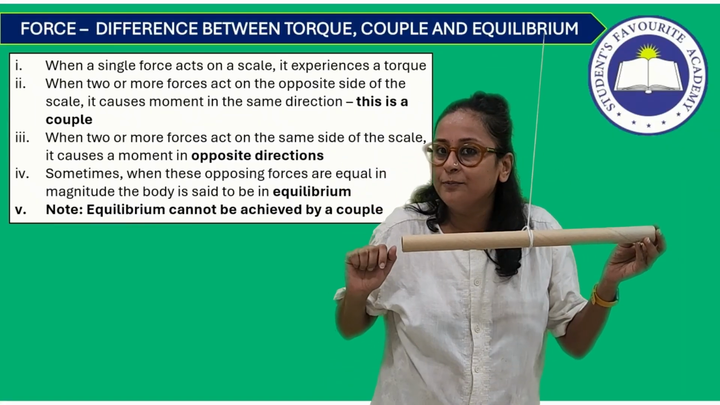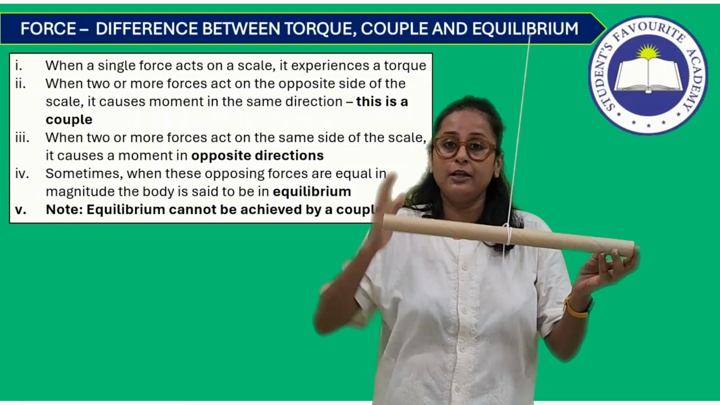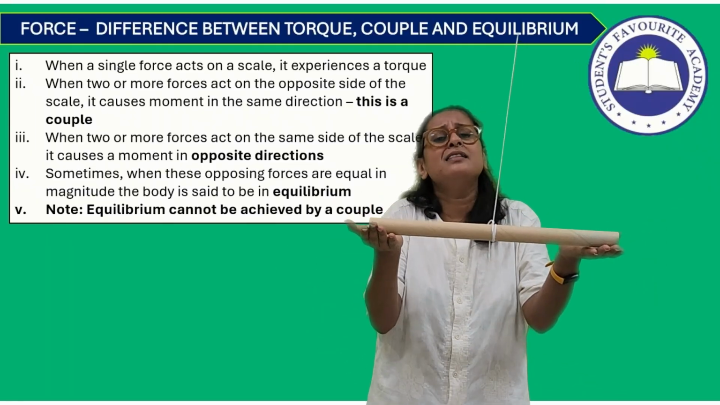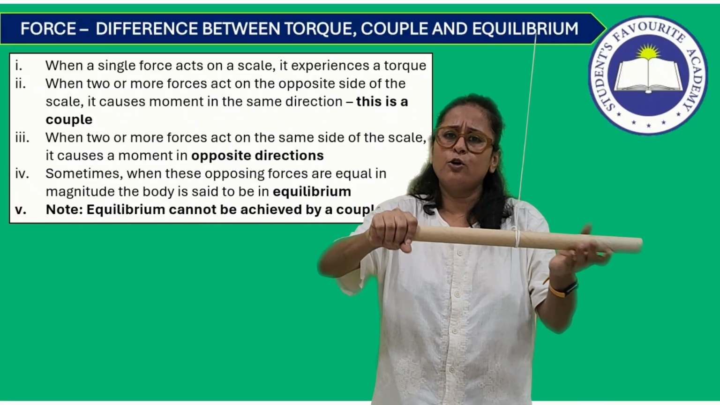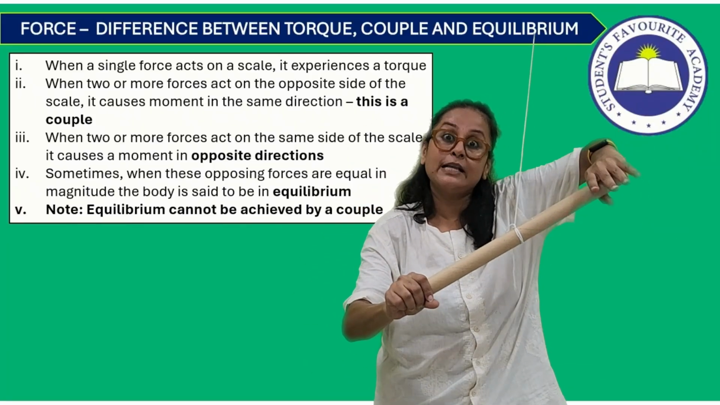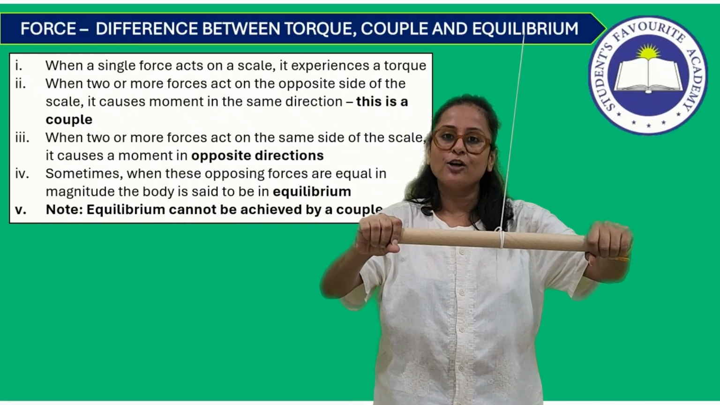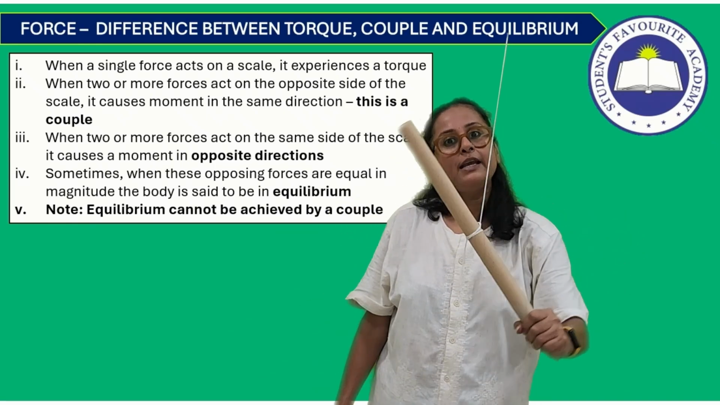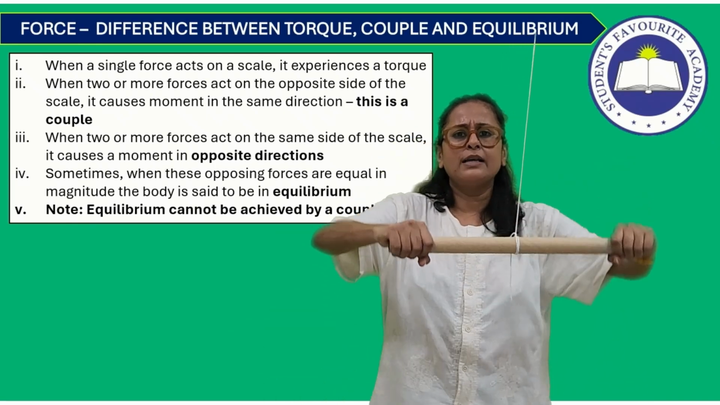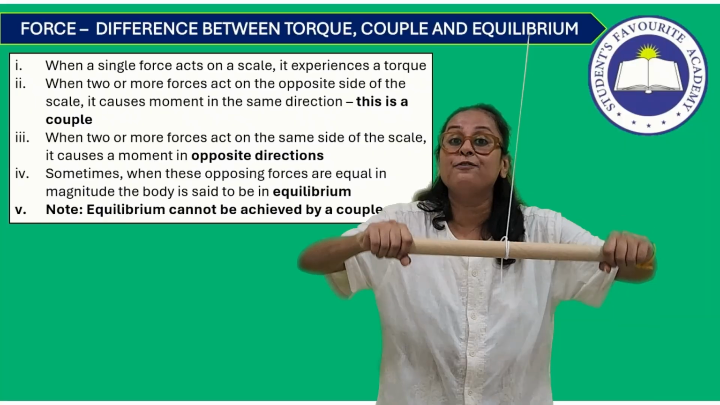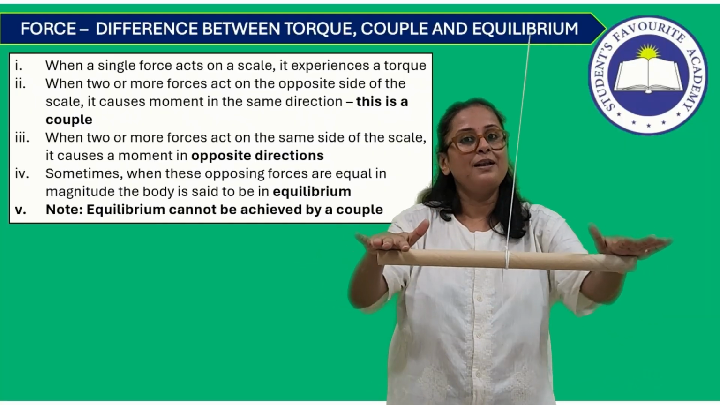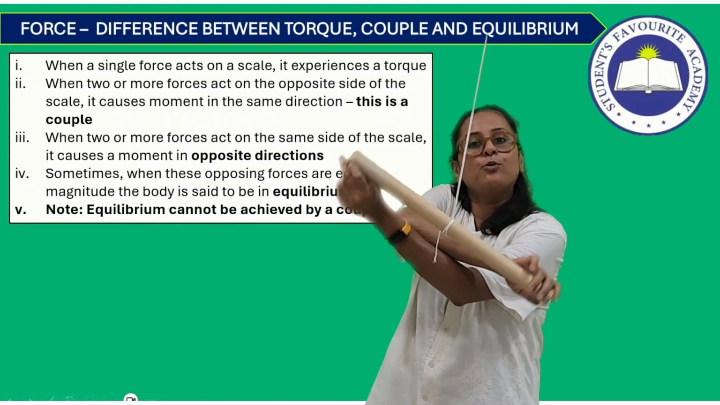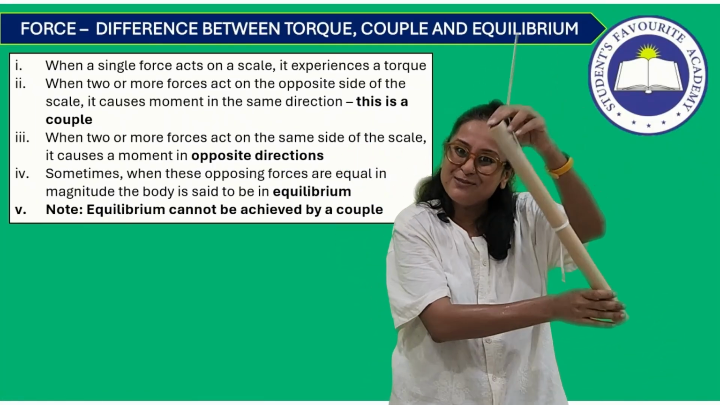a couple. In the same line of thought, if there are two forces of equal magnitude acting in the same direction, so if there is one force acting downward from here and one force acting downward from here, are you seeing they are causing different type of motion? This is causing clockwise motion and this is causing anti-clockwise motion. So this clockwise and this anti-clockwise at a point, if they are of equal magnitude, it will balance the scale. A couple will never be able to balance the scale because both of them are causing clockwise or anti-clockwise motion.